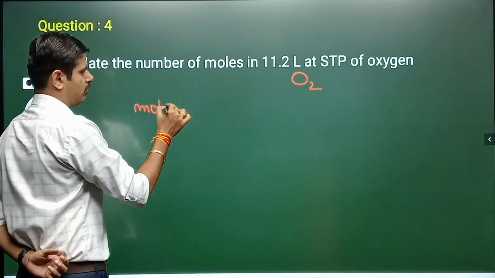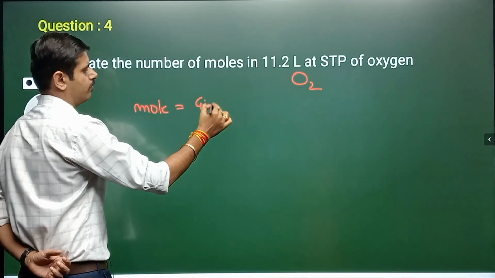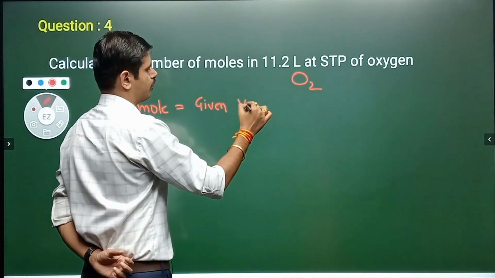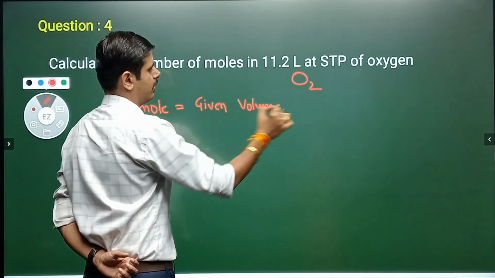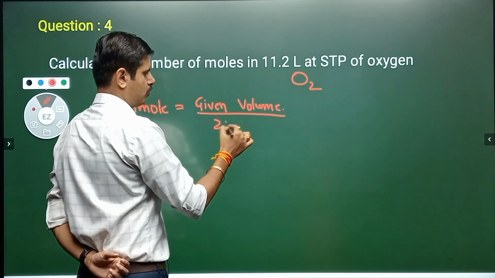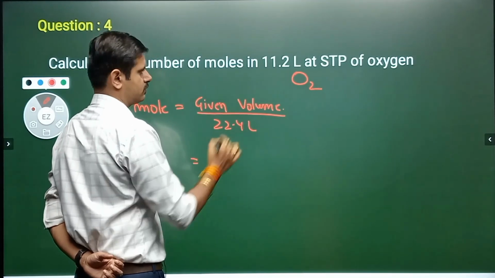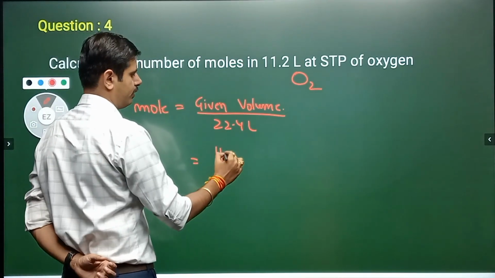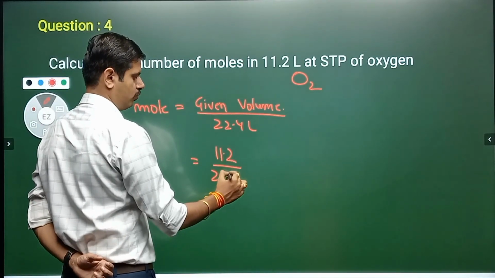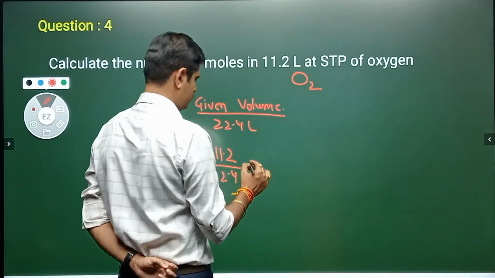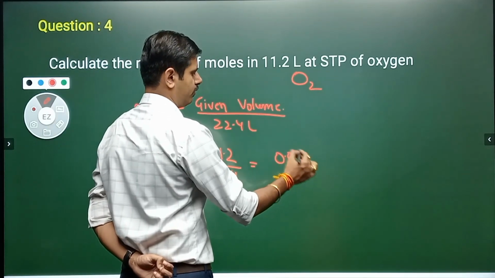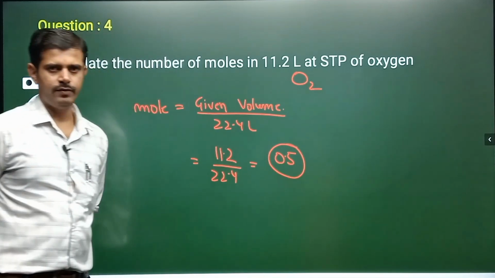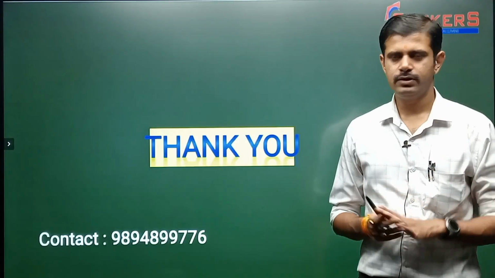Number of moles is equal to given volume divided by 22.4 liters. What is the given volume? Given volume here is 11.2, divided by 22.4, this is equal to 0.5 moles.